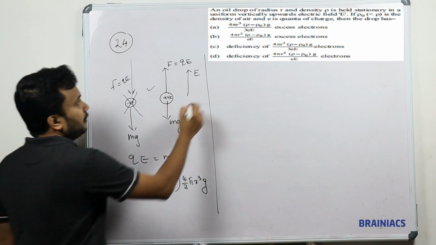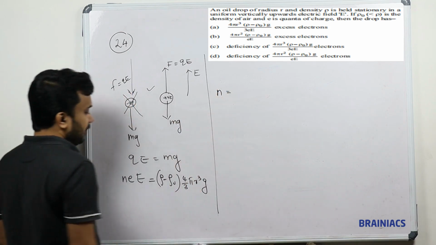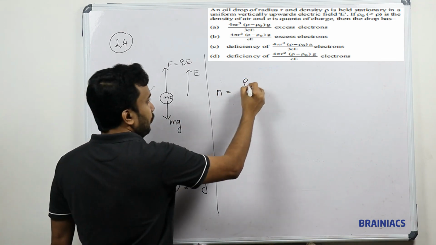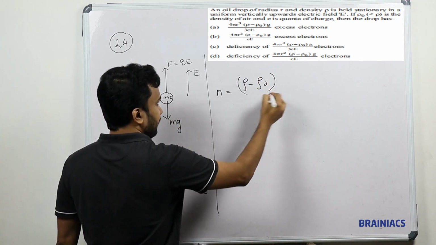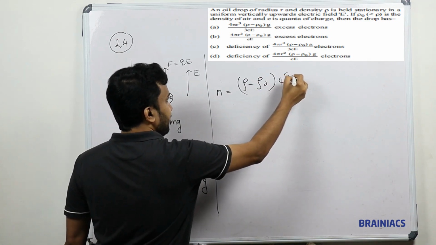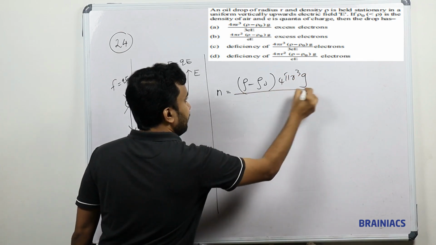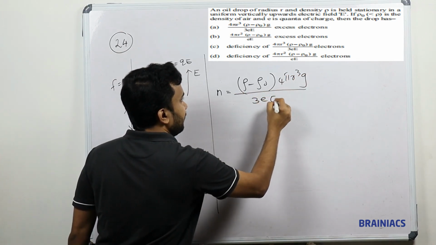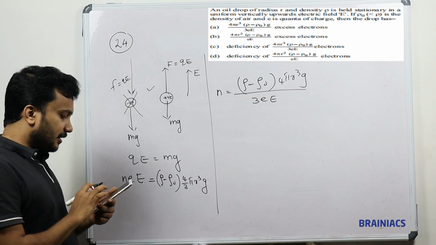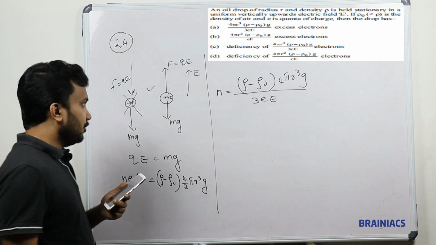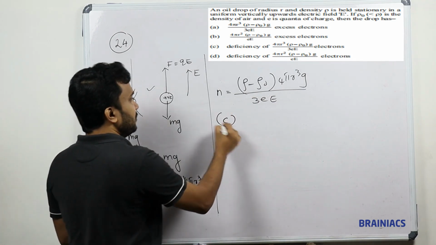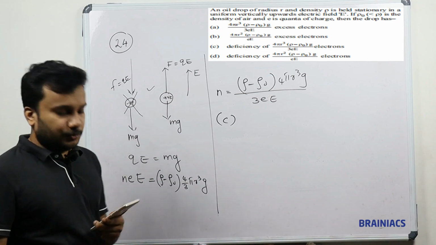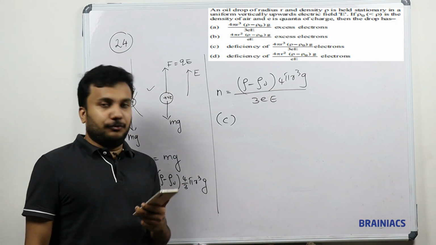Here we have to find out the value of n. So n will be equal to rho minus rho 0 times 4 pi r cube g, whole divided by 3 times E. This will be the right answer, and this is matching with your option C. Option C is the right answer for question number 24.